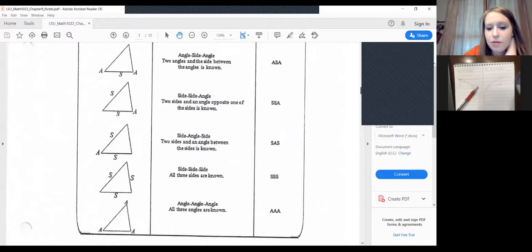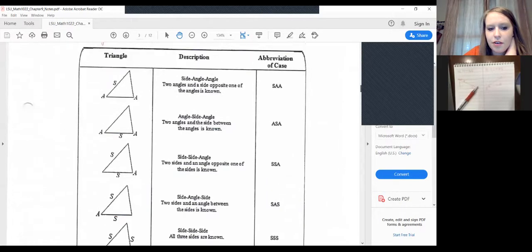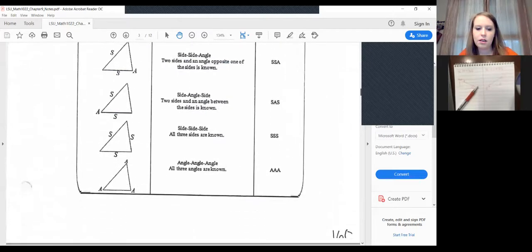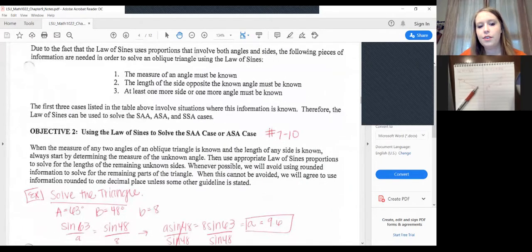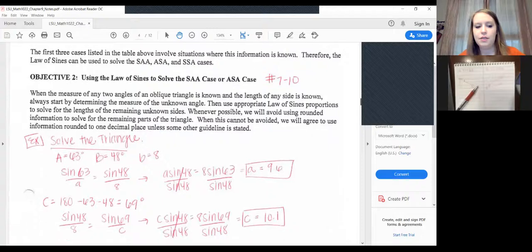Okay, law of sines can't be used for everything on this chart. For sure, this one and this one are fine. But for these, you have to know an angle, and the last three you cannot use law of sines for. That's what this first little section is doing right here. Only for side angle angle, angle side angle, and side side angle, you have to know an angle and the side length across from it to be able to use law of sines.